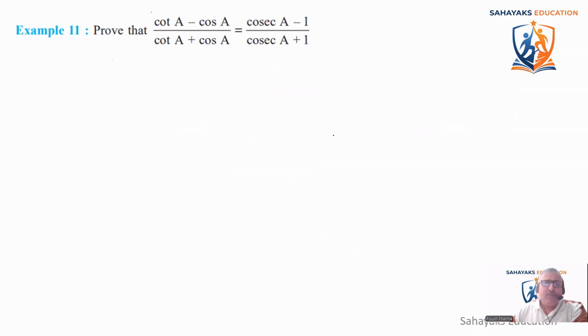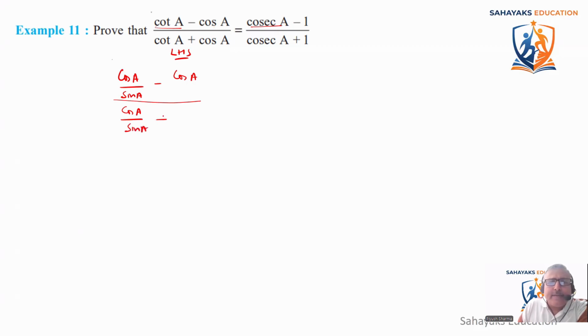So again, when we have to prove something, we have to change this cot A into sin A, and again this side also into sin A, so that it becomes easier to compute it. So let's take left hand side first. So cot A is cos A by sin A minus cos A divided by cos A by sin A plus cos A. Okay, so we are taking left hand side.